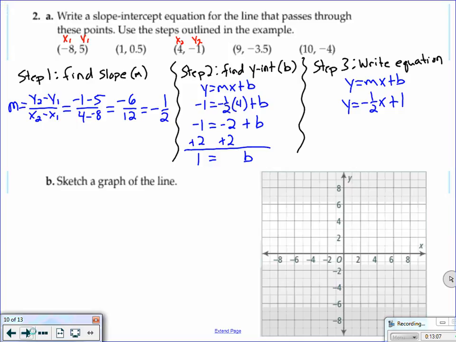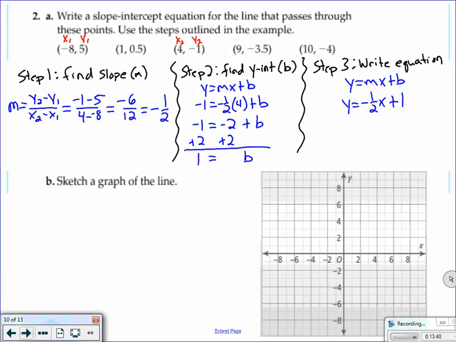you needed, again, to pick 2 of the points. So I picked -8, 5 for my x1, y1, and I picked 4, -1 for my x2, y2. I plugged those into my slope formula. I found the slope to be -1/2. I picked one of my points. In this case, I picked the 4, -1 to substitute in for x and y in step 2. I put the -1/2 in for m. I solved my b to be 1.